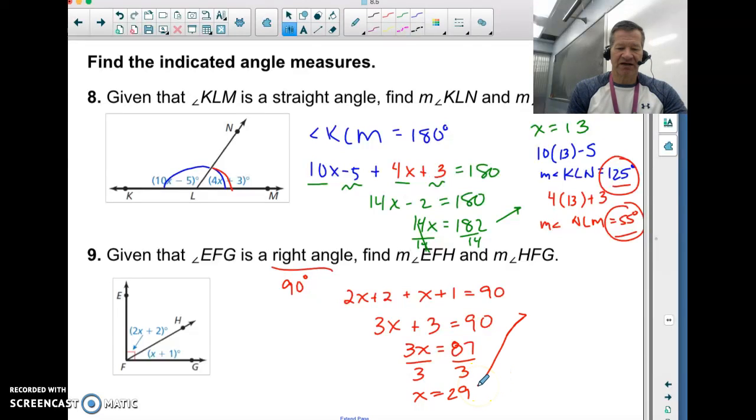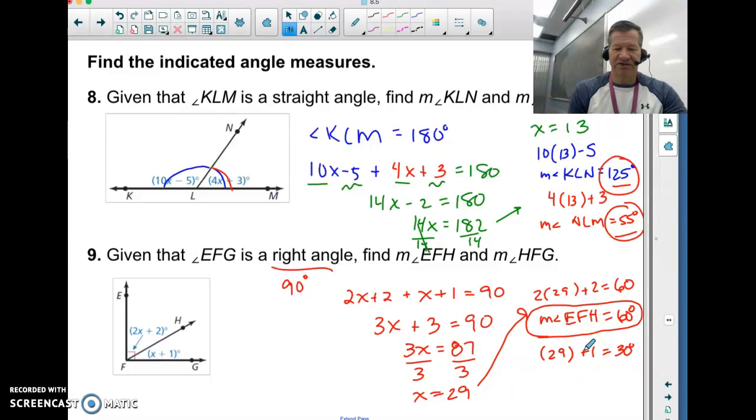So if x is 29, then 2 times 29 plus 2 would give me 60. So I know that the measure of angle EFH is 60. Well, that tells me the other angle should be 30 degrees because they have to add up to 90 altogether. But let's check. x plus 1. Well, if x is 29, 29 plus 1, of course, is 30, just as we said it should be. So the measure of angle HFG is 30 degrees.